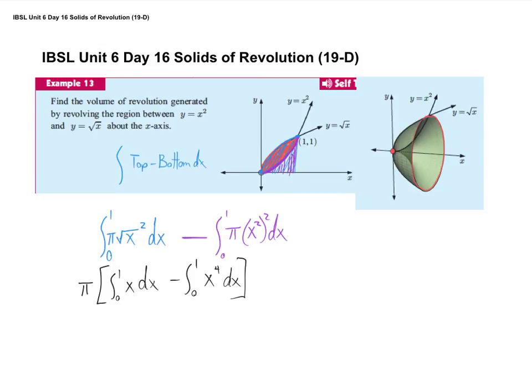Okay? So I pulled the pi out. Now, another property of integrals is that if you're adding or subtracting integrals, as long as the upper and lower boundaries are the same, you can put them together or take them apart. You can put them together into one integral, or you could take them apart into multiple integrals. Here, I'm going to actually put these together into one integral, x minus x to the 4th.